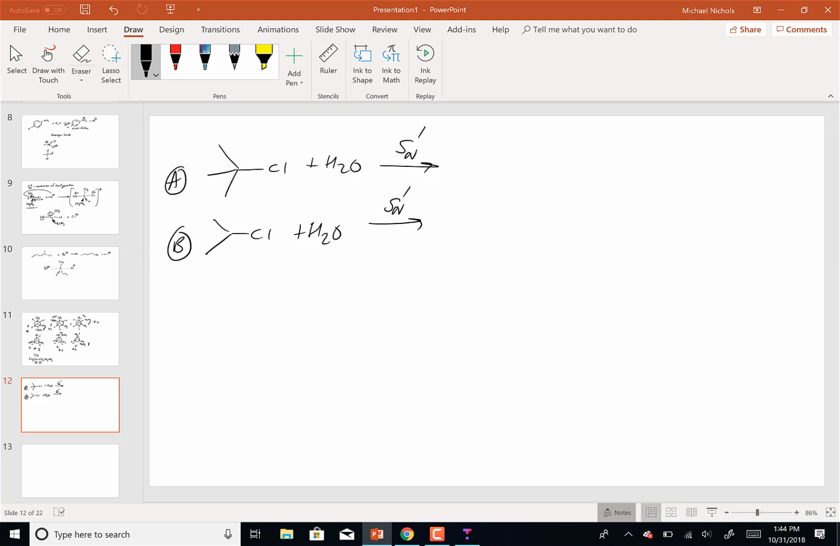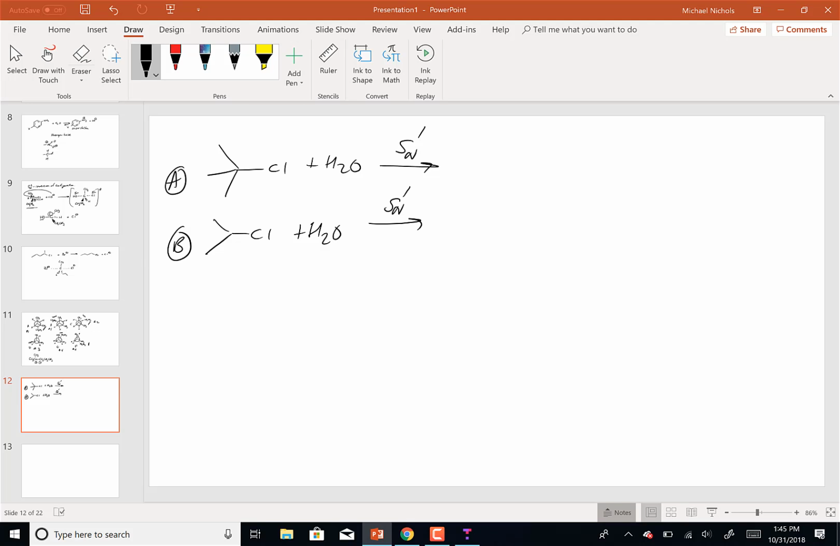Why? Because water's too weak. So water is a weak nucleophile, which automatically makes it an SN1 reaction. You don't have to go to the chart, although if you did, you would find tertiary plus weak nucleophile is SN1, secondary plus weak nucleophile is SN1. And remember, I have to ask you the same mechanism. We can't mix mechanisms here. So these are both SN1. Okay?